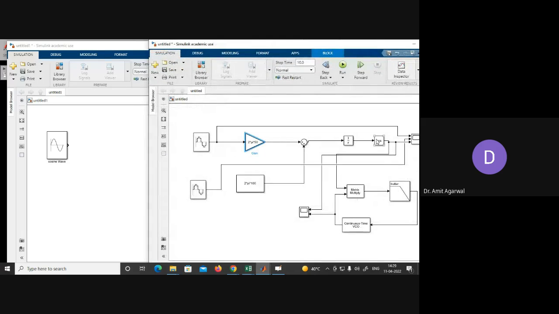This is your cosine function. We are first generating this, and then this is the integrator. So this is the argument, this is the integrator, and we provide it to the cosine. Did you understand what we are doing?